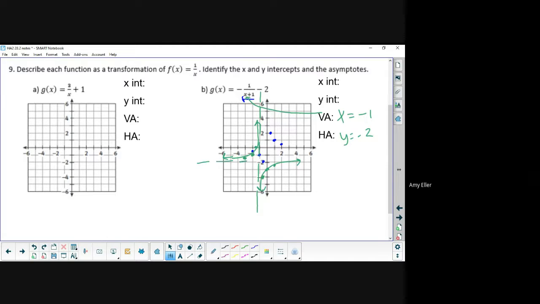Again, if your graph touches it, which mine kind of barely touches, I won't take off. Just make sure it's not too sloppy. Make sure your graph doesn't go up a ton. Which makes sense. Our graph has been moved down 2, so the horizontal asymptote is down 2. Questions on the graph or the asymptotes?